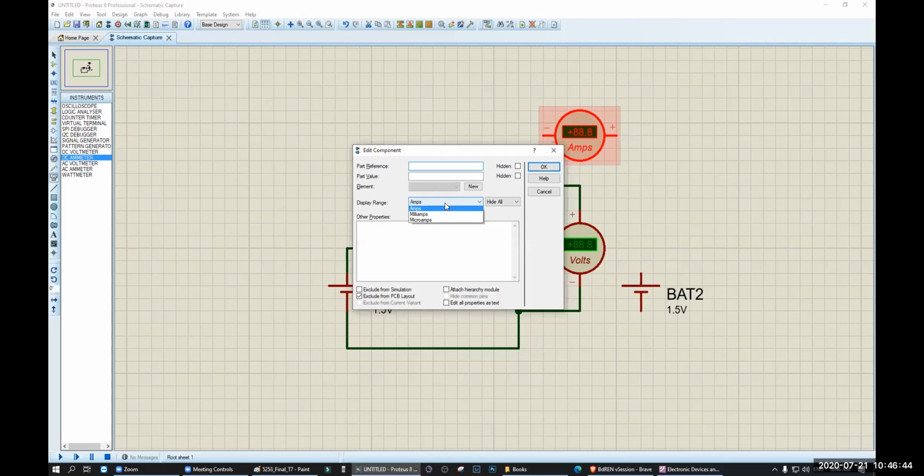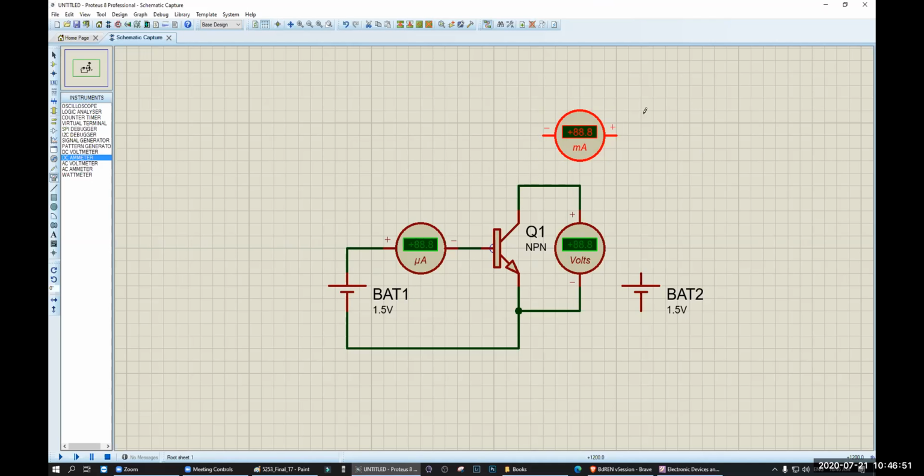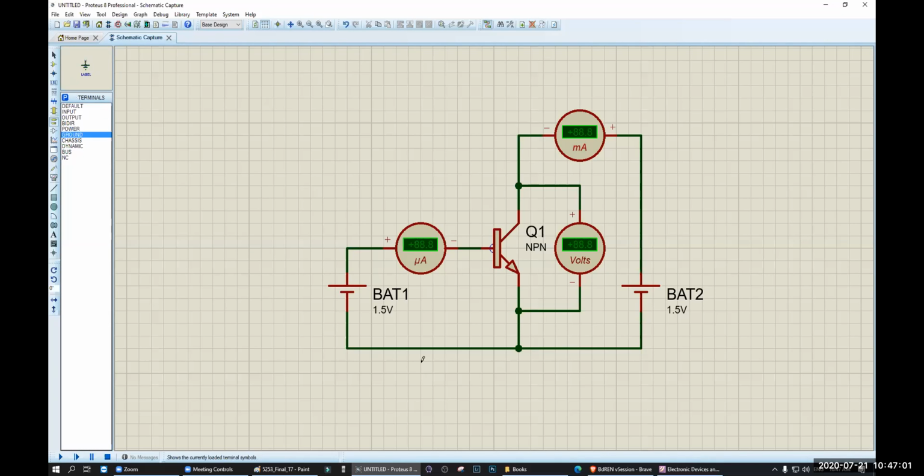Now this should be in milliampere. And this will be our ground. So you can see there is no transistor here, there is no resistor here. So that's okay, no problem.